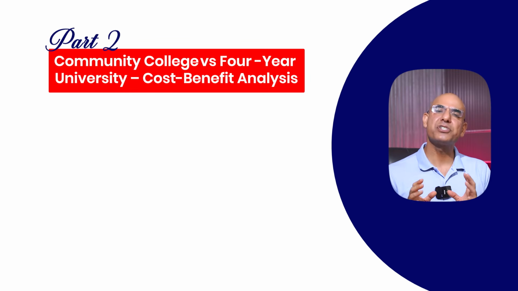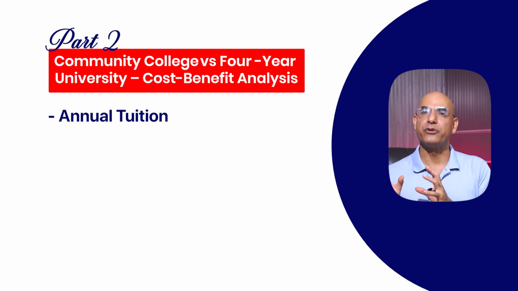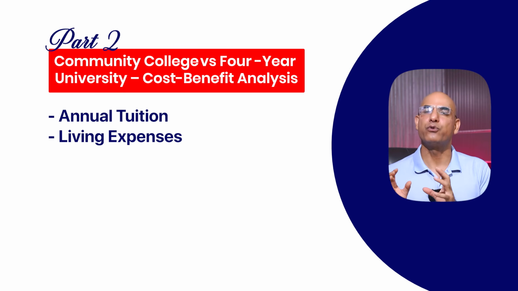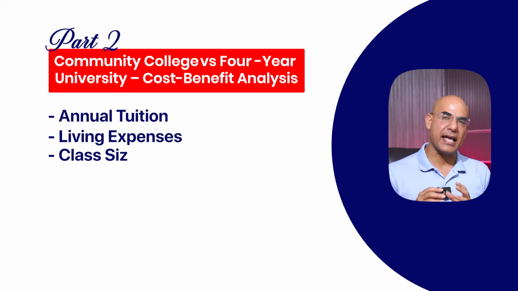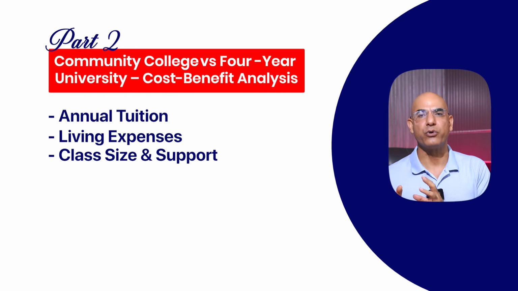Community college versus four-year university cost-benefit analysis. The first thing is annual tuition. Annual tuition at community colleges is usually much lower as compared to a four-year university. Living expense is also much lower in community colleges. The third one is class size and support. Usually there's a small classroom size in community colleges when compared with a four-year university.